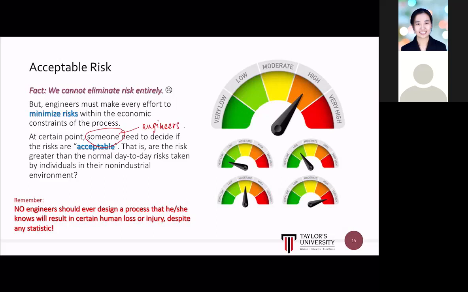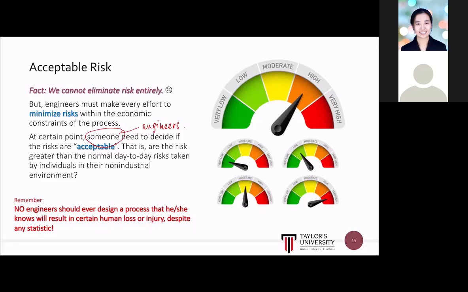Very often, the engineers are the ones to decide whether the risks are acceptable or not. So it is important for us to do a risk assessment before we say, oh, this is an acceptable risk or this is not an acceptable risk. And always remember one thing: no engineer should ever design a process knowing that at the end of the day there will be human loss or injuries, regardless of any statistics. Meaning you cannot design something that you know will definitely kill someone.